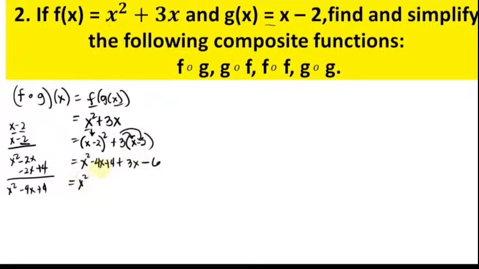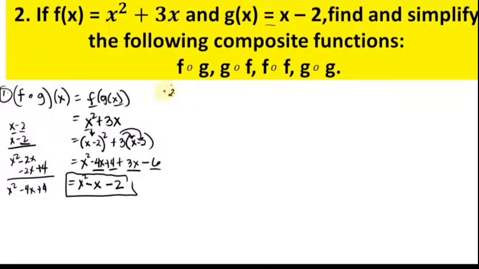So x squared, negative 4x plus 3x, that is negative 1, so that is negative x. Then 4 minus 6, that is negative 2. So thus the composition of f with g of x equals x squared minus x minus 2. So that is number 1.